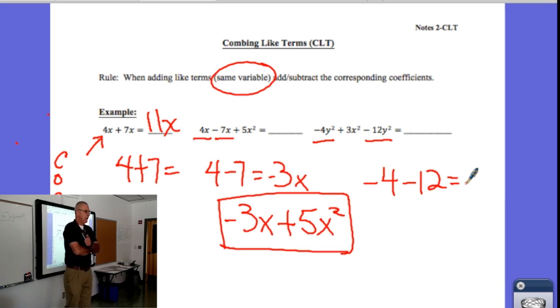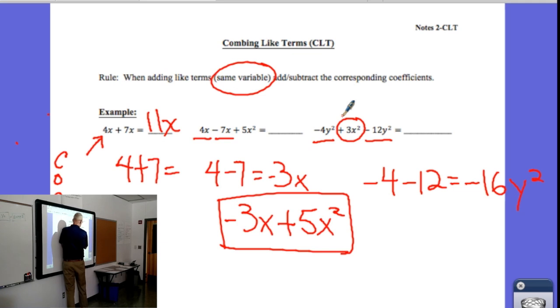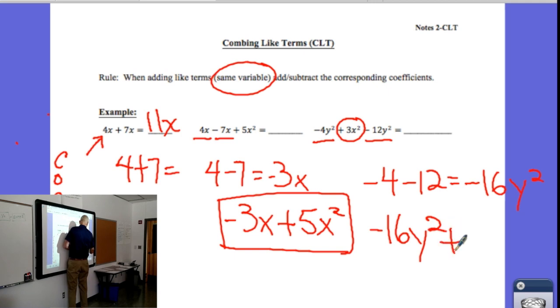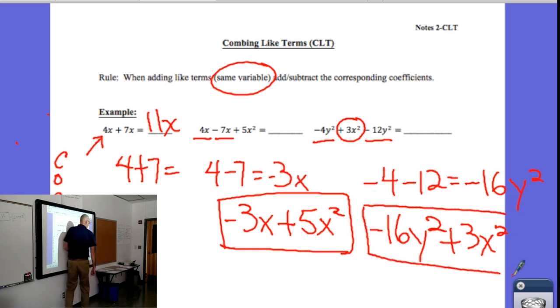Don't guess. Use your calculator. Negative what? Negative 16. And what variable am I going to use? Y squared. Okay? What's left? Only this. I cannot combine it with anything else, right? Because this one is y and this one is x. So my answer should be negative 16y squared plus 3x squared. It's like trying to combine oranges and apples, okay?